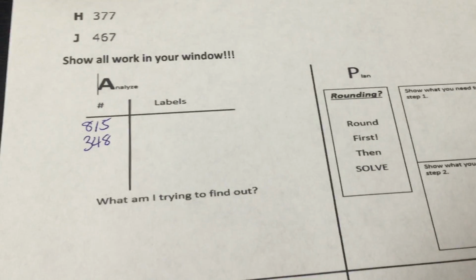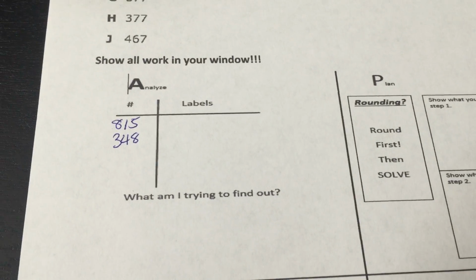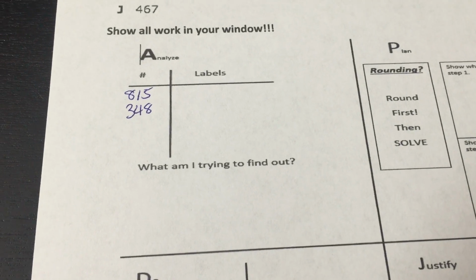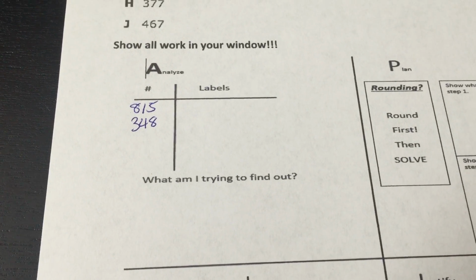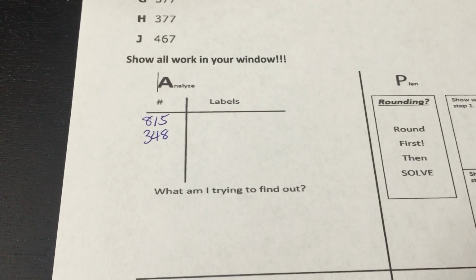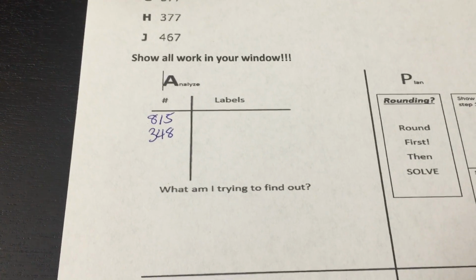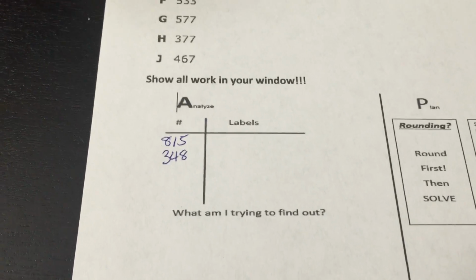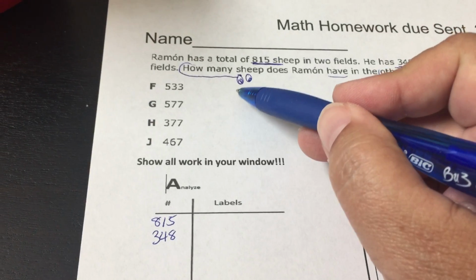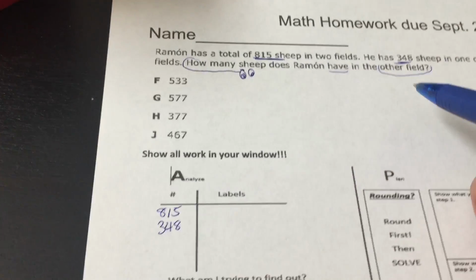So before I put any labels on it, what kind of labels am I using? Well, we talk about how we usually have 2 parts and a whole, or maybe we have groups and numbers in groups, maybe we have a greater and less than. So I have to look back at my information and see what's going on. What am I looking for in this problem? Oh yeah, I'm looking for how many in the other field.